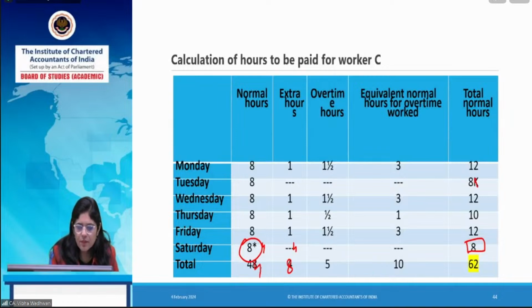So it will be 4. So 44 plus 8 and plus 10, so it comes to 62. So what is the rate for C?